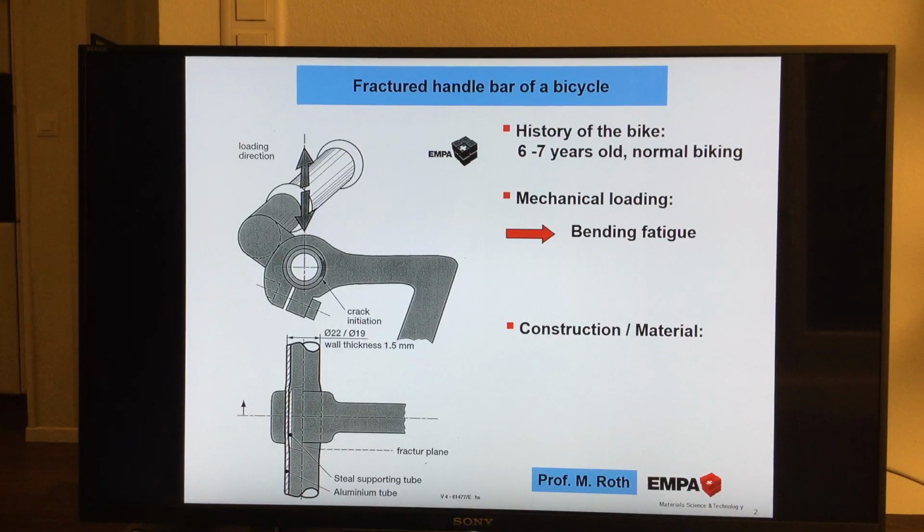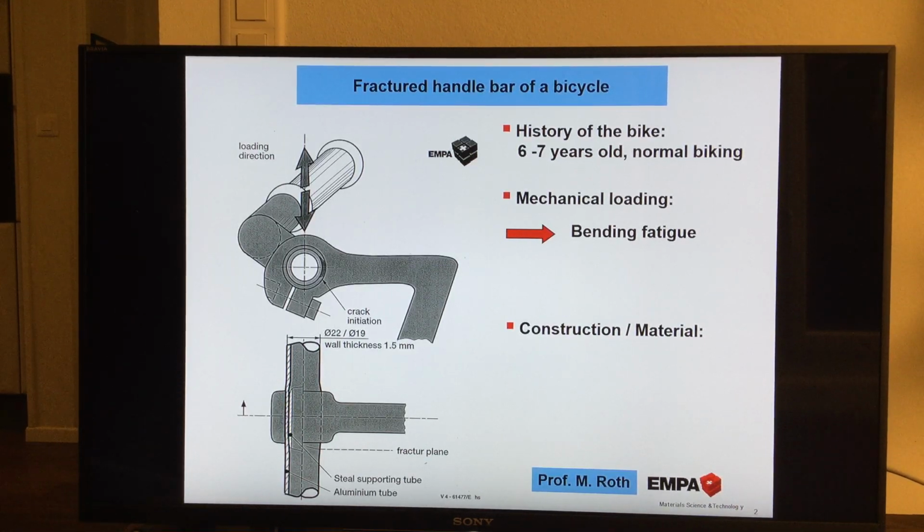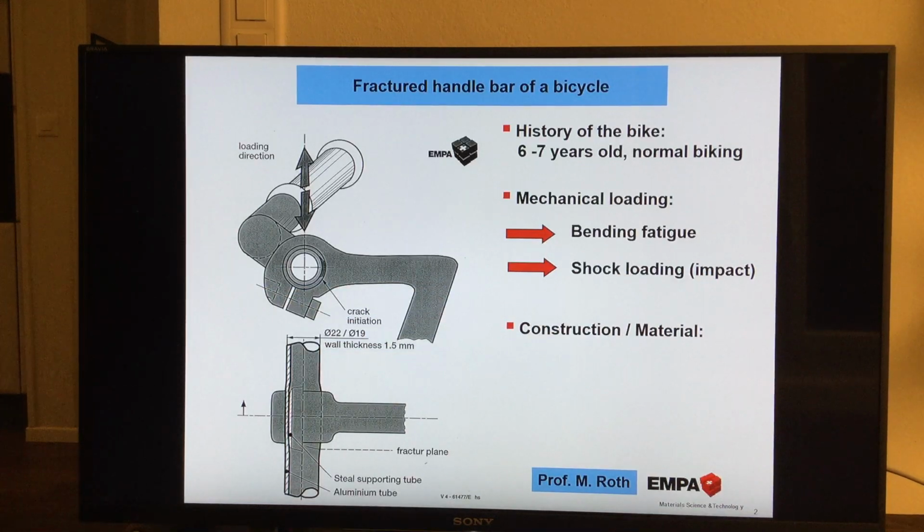And bending, you can imagine when you go, for instance, up or down with a bicycle, then you put loading on this handlebar in different directions. One of the loading directions is shown here. So we keep in mind that on this construction, the handlebar, there is bending fatigue. And what do we also do sometimes when we are biking? We maybe crash somewhere or go up and down, and then we have a so-called shock loading, additionally impact.